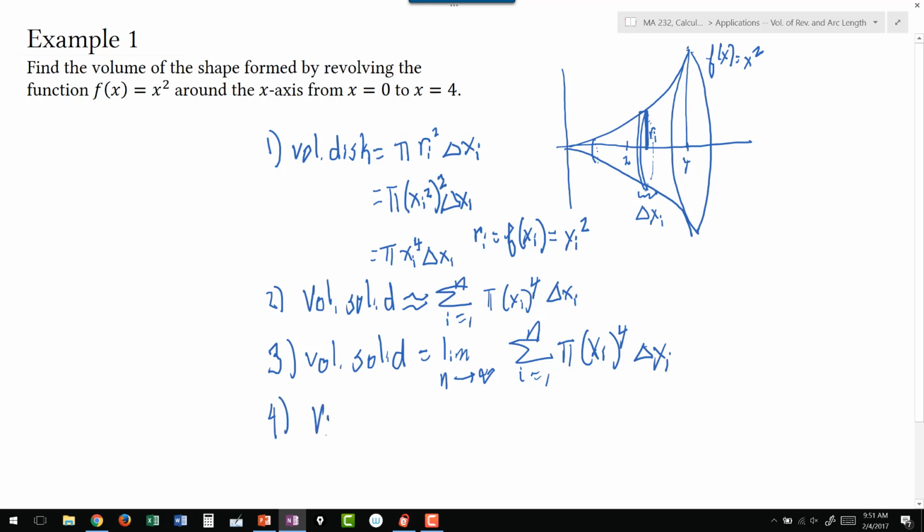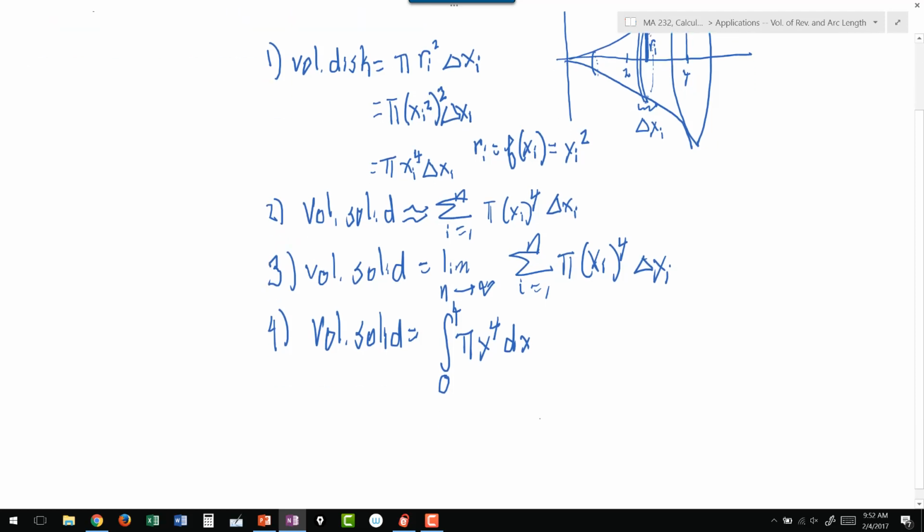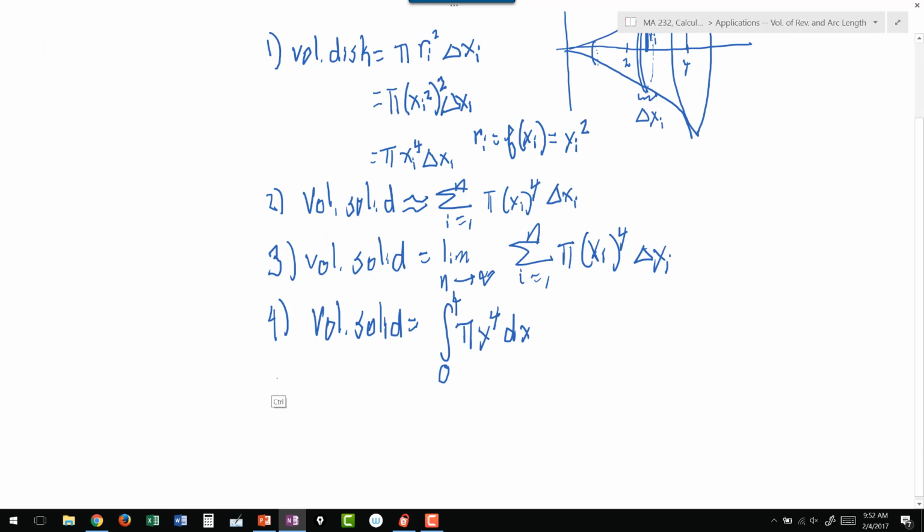Once we've written down that limit, we need to recognize that what we've really done is write down a Riemann integral. And rather than use that definition to calculate the integral, we want to use the fundamental theorem of calculus. So we recognize that what we've done is create an integral that goes from 0 out to 4 for the function pi x to the fourth, where the delta xi becomes the dx.